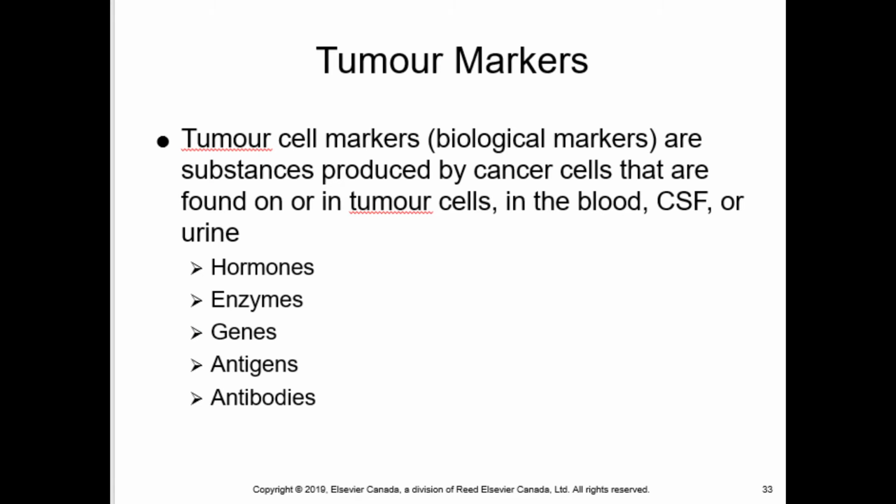Firstly, there are tumor cell markers or biological markers, which are actually produced by the cancer cells, and they can be found on or inside the tumor cells, in the blood, cerebrospinal fluid, or urine. These tumor markers are used to screen and identify individuals at high risk for cancer. They can diagnose specific types of tumors, and they can be used to observe the clinical course of cancer. A list of them has been provided on the screen.